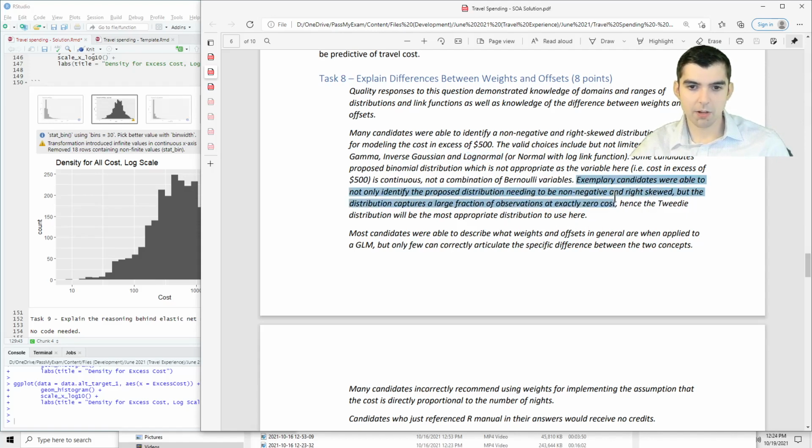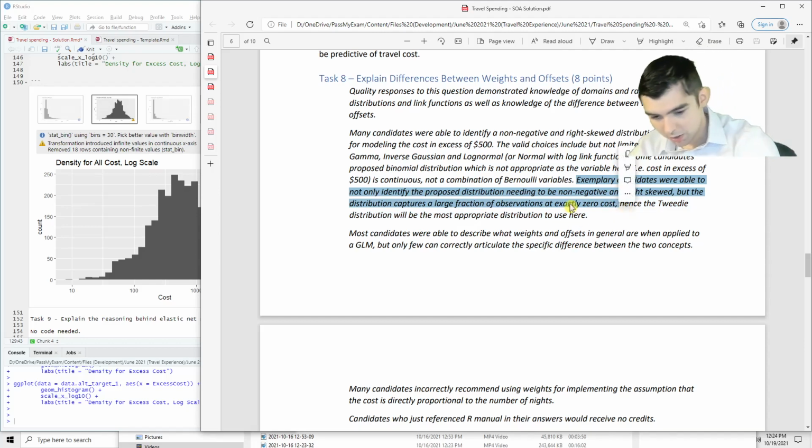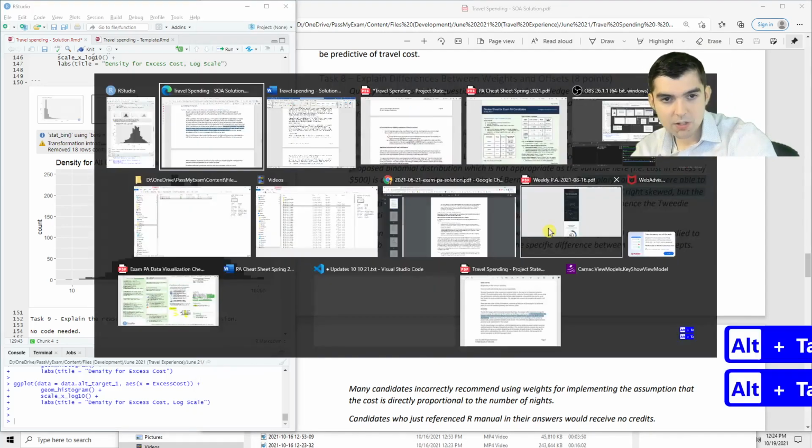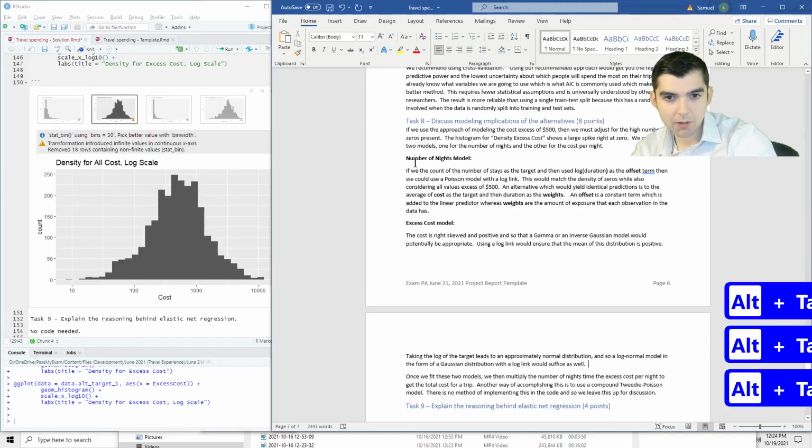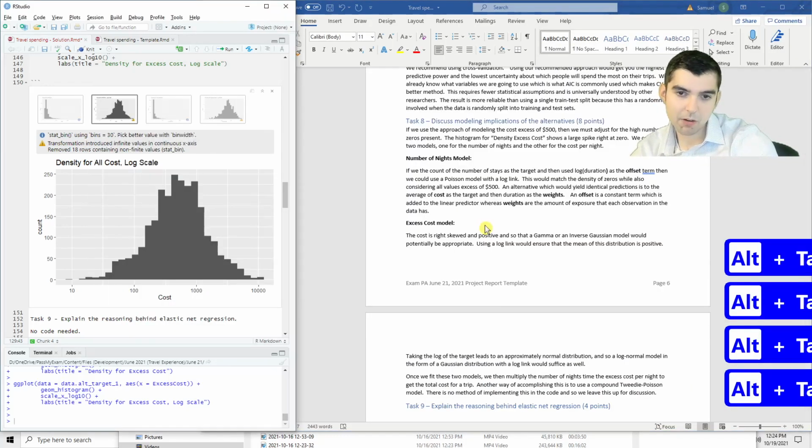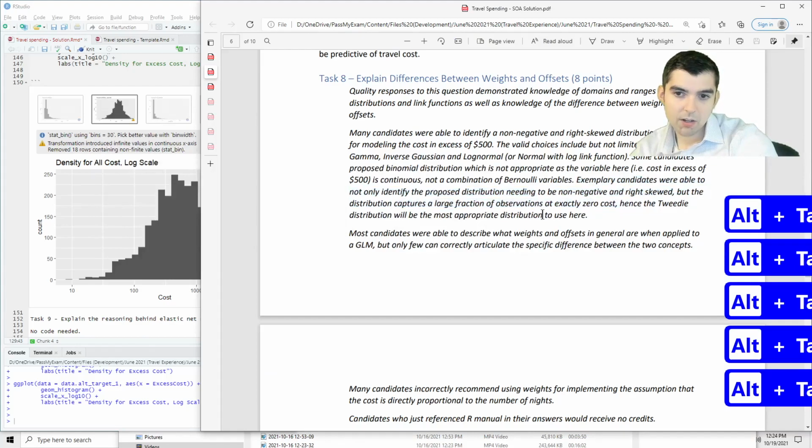Exemplary candidates were able to not only identify that the proposed distribution needed to be non-negative and right skewed, but that the distribution captures a large fraction of observations at exactly 0. That's what we did here with our elaboration on these two models for the number of nights and the excess of cost model. Hence the Tweedie distribution was the most appropriate distribution to use here.